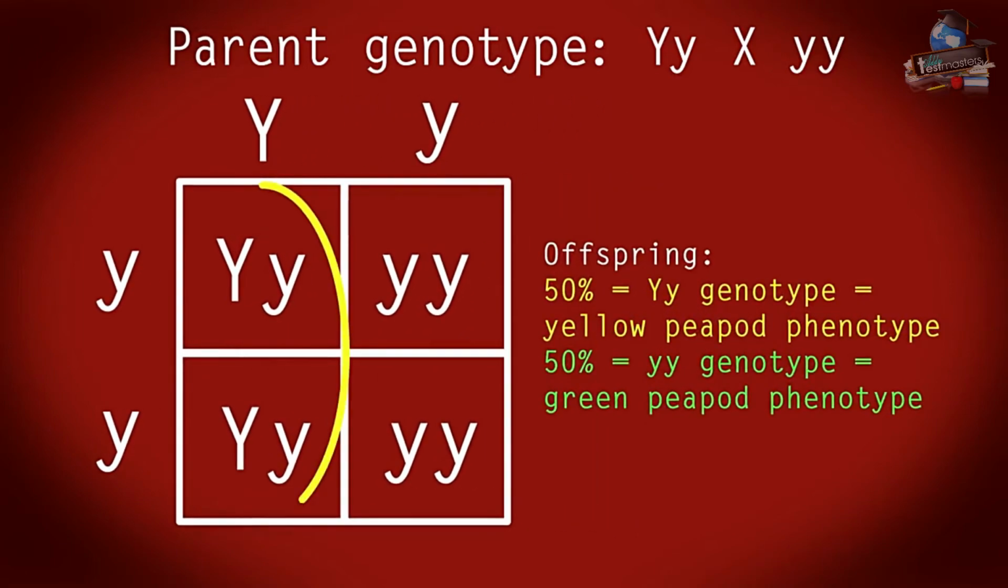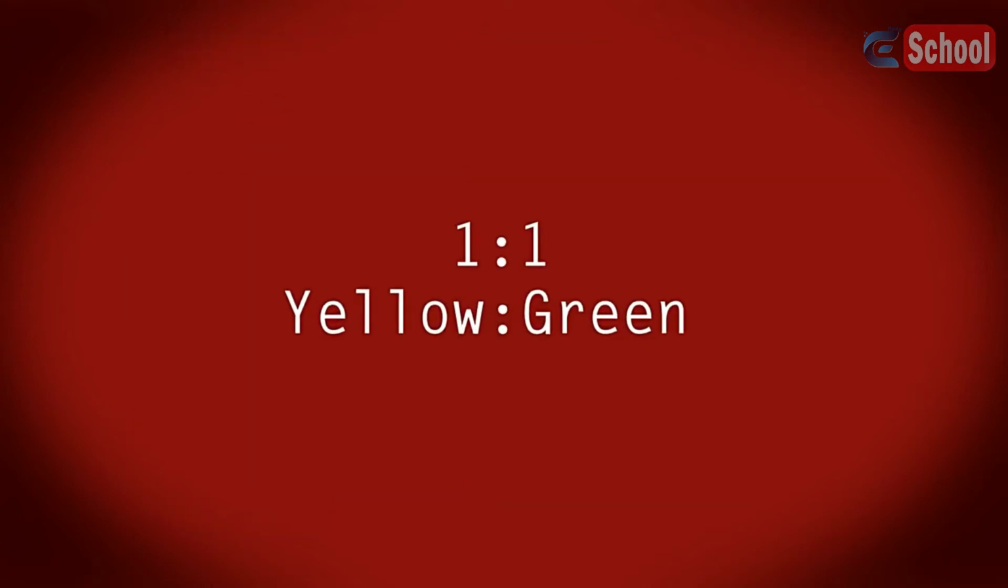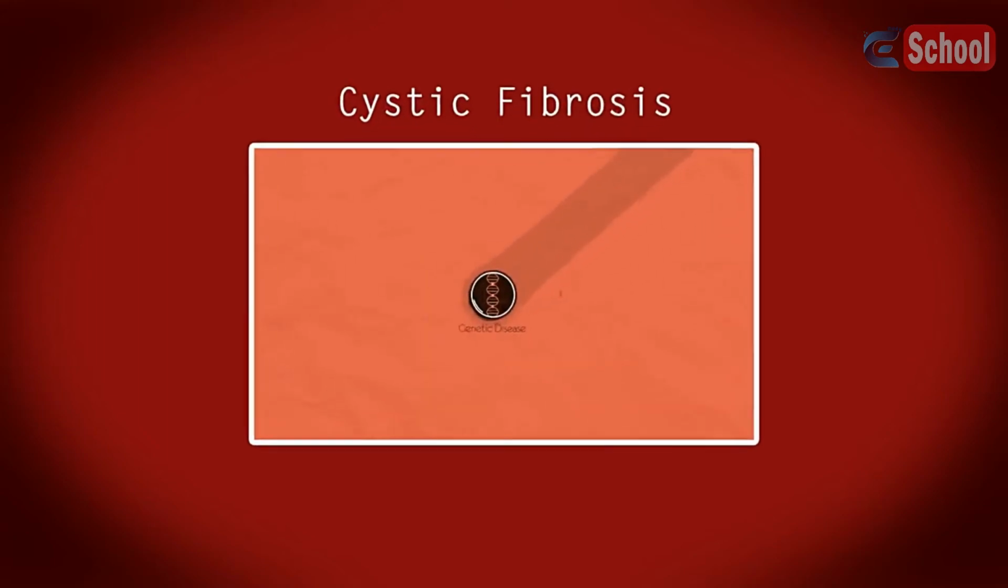We have two Yy genotypes, which means 50% of these offspring would have the dominant yellow pea-pods. And we have two yy genotypes, so 50% of these offspring would have the recessive green pea-pods. We could write this as a 1:1 yellow-green phenotypic ratio. Let's look at another example.